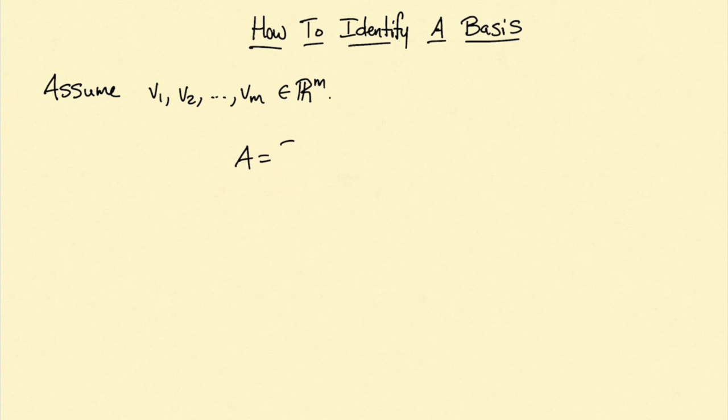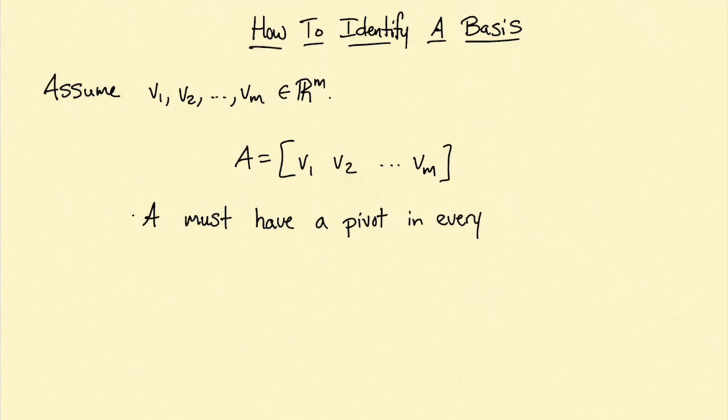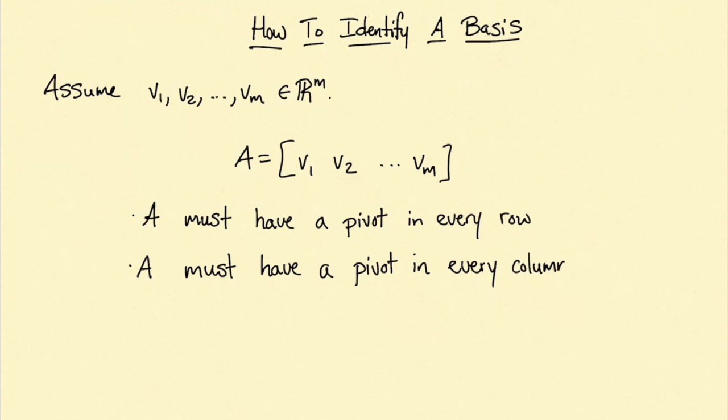So we'll take our vectors v1 through vm and we will form a matrix. As we observed previously, for our vectors to span the space, our matrix A must have a pivot in every row. And in order for our matrix to have a linearly independent set of columns, it must have a pivot in every column.